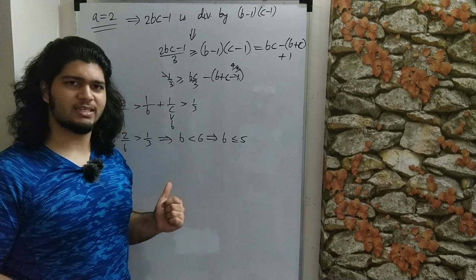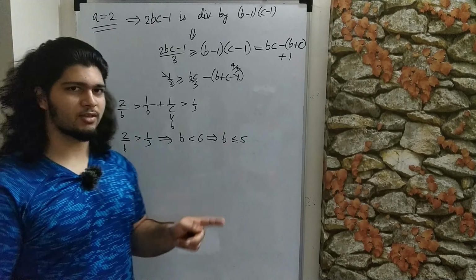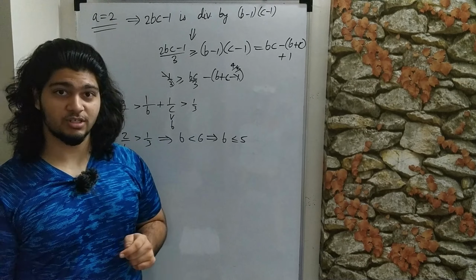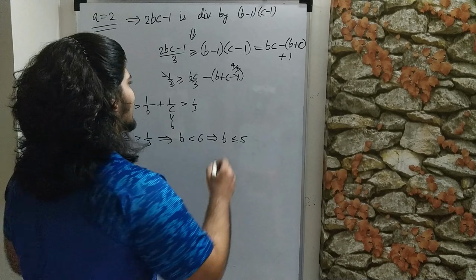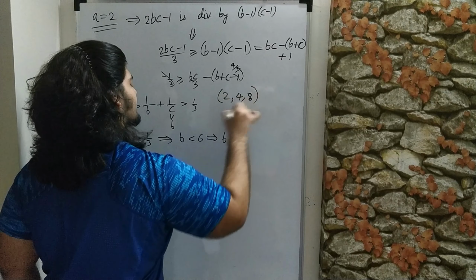And then for each of these cases, once again you can find an upper bound for c and you can find out which of them give you a solution and which of them don't. But now I'm going to leave that to you, and I'm going to tell you that from here we get the solution 2, 4 and 8.